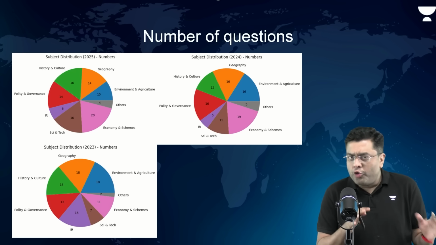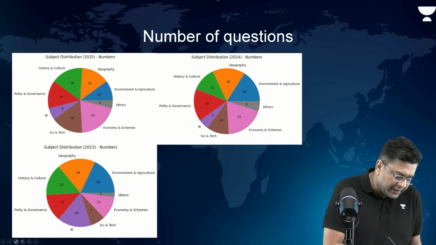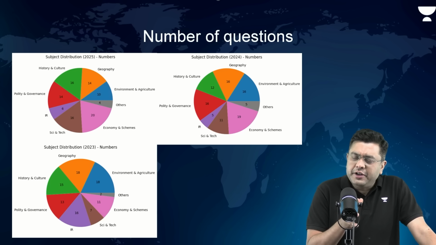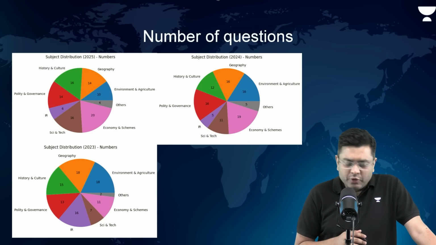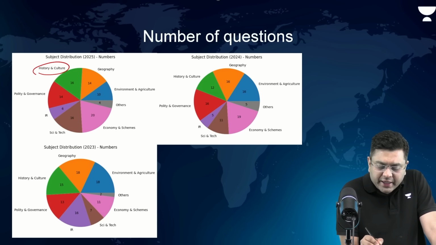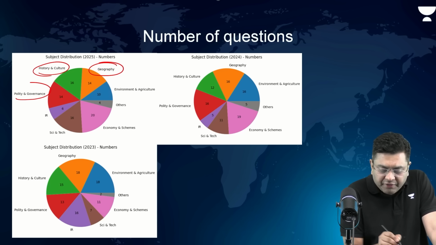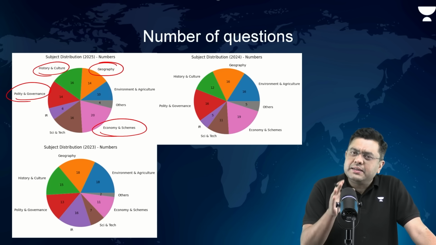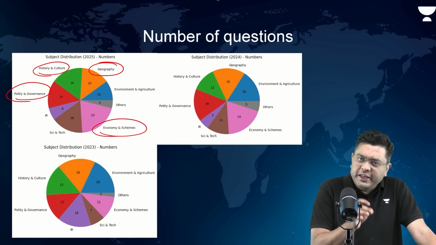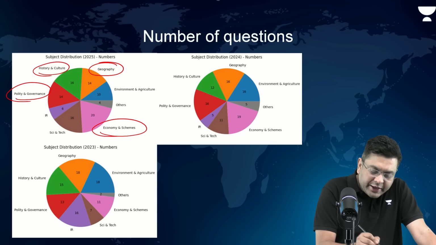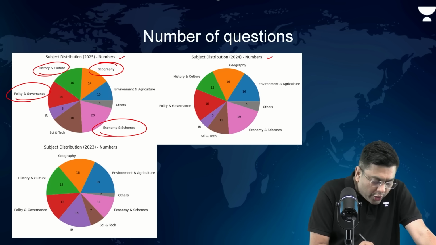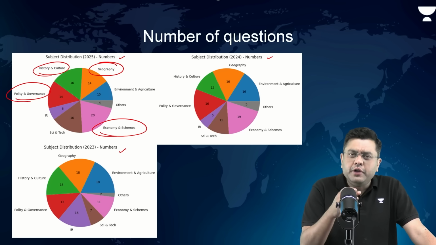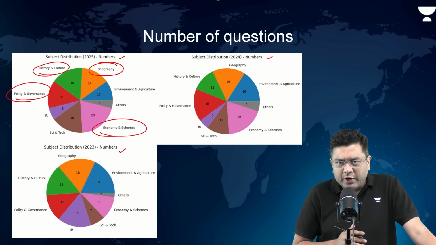If you take a look at the overall pattern of the questions asked in the prelims exam, out of these 100 questions, you will find an even distribution amongst the big four subjects. What do we mean by that? History and culture, geography, polity and governance, as well as economy. In all of these, roughly 14 to 16 questions from each one have been asked in either 2025, 2024, or 2023. The numbers of the other questions vary, so we will assume a ballpark figure for the other questions as well.